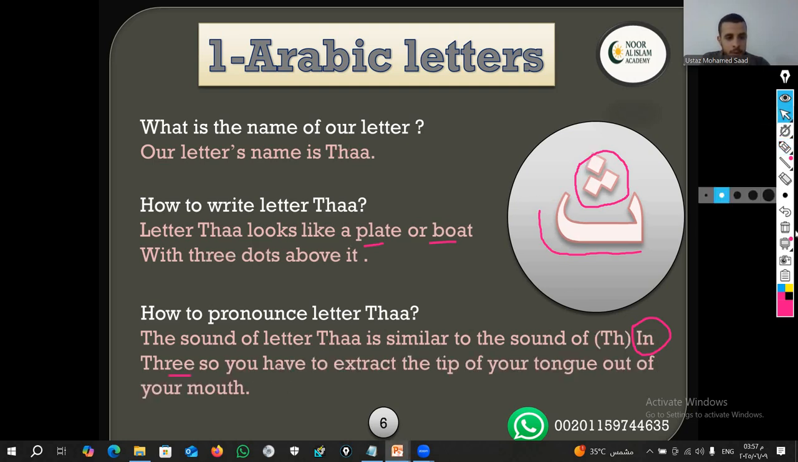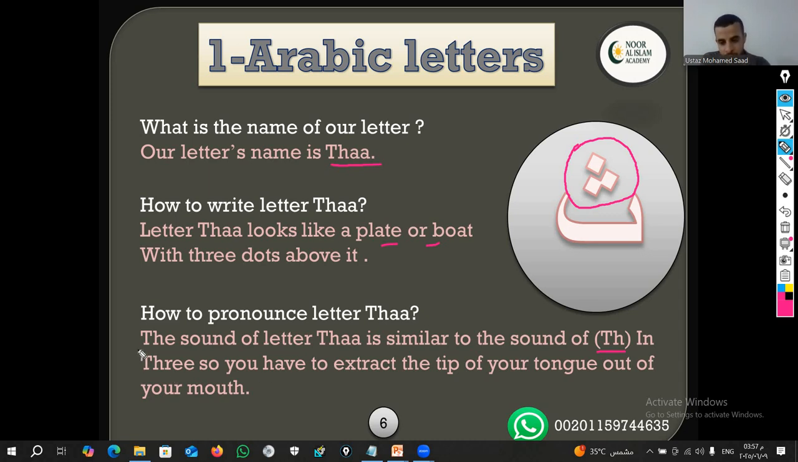And right now let's go to the following one, and this is the last one I have discussed with you. This is letter Tha. As you can see, there are three dots on top of it. This is its name, Tha. Letter Tha looks like a plate or boat with three dots above it. The sound of letter Tha is very similar to the sound of the two letters T and H in the word three.